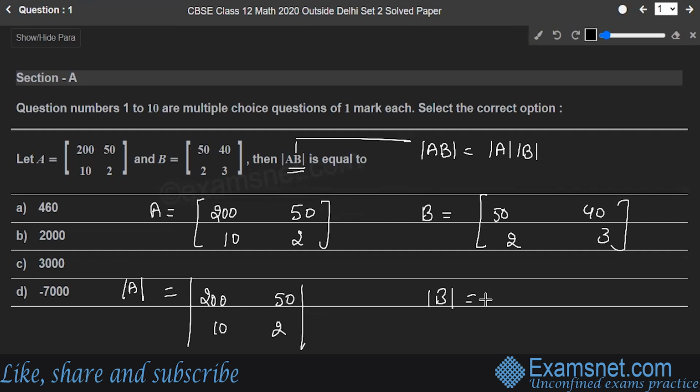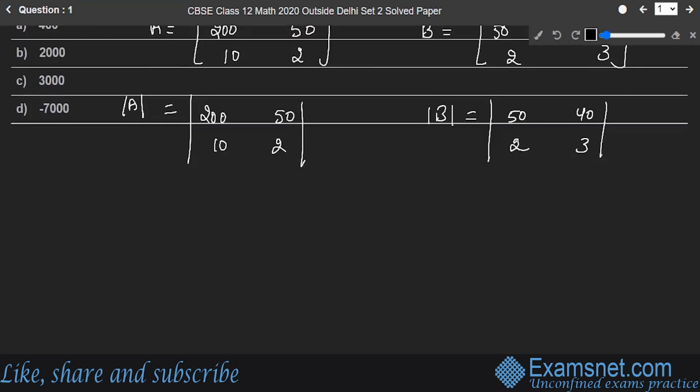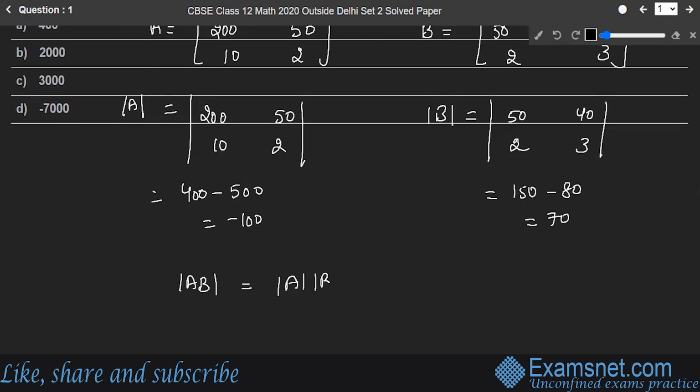Similarly, B determinant will be 50, 40, 2, and 3, which will be 400 minus 500. That is minus 100, and this will be 150 minus 80, which will be equal to 70. So the determinant of AB is equal to determinant of A multiplied by determinant of B, which is minus 100 into 70. So this gives the answer to be minus 7,000, and option D is your correct answer.